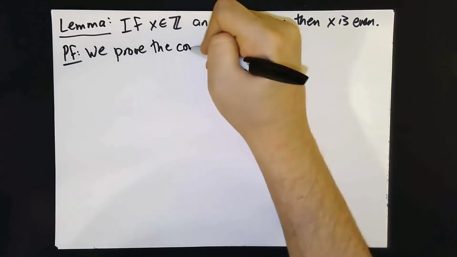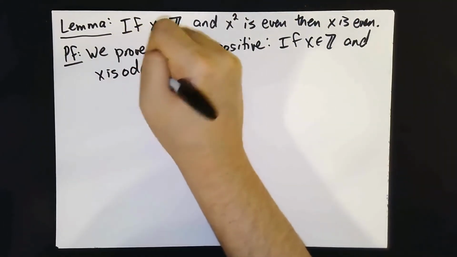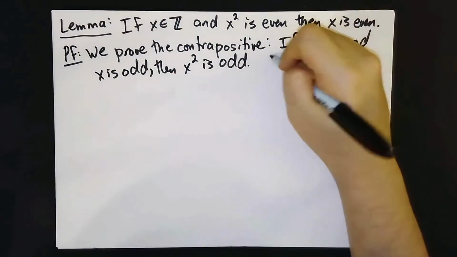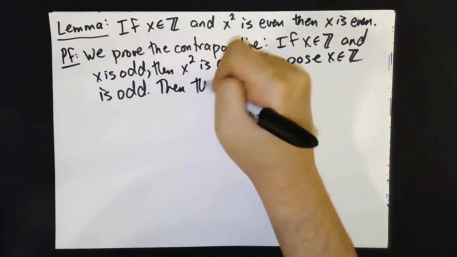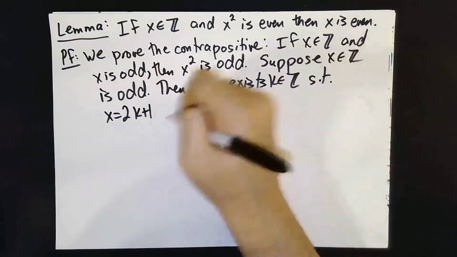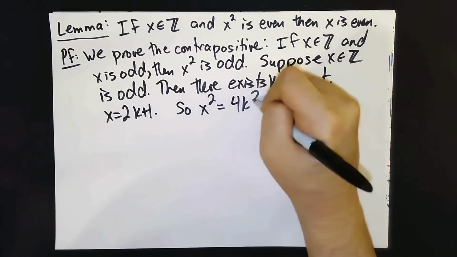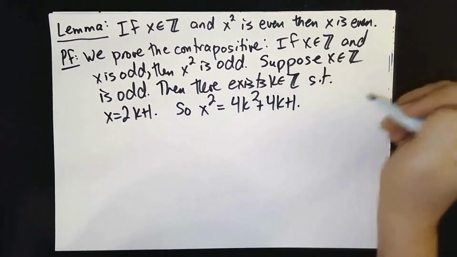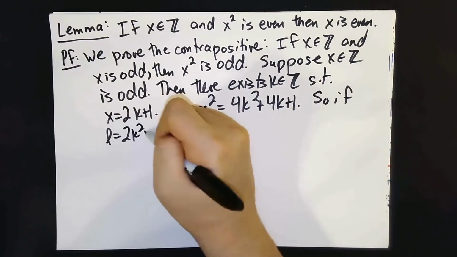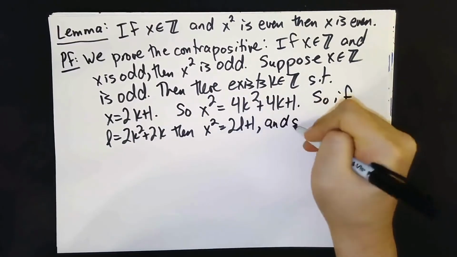Namely, we prove the contrapositive, which is that if x is in Z and x is odd, then x squared is odd. Okay, so we'll suppose x is odd. Well, then there exists a k, such that x is 2k plus 1. So x squared is 4k squared plus 4k plus 1. And so if L is 2k squared plus 2k, then x squared is 2L plus 1, and so x squared is odd.